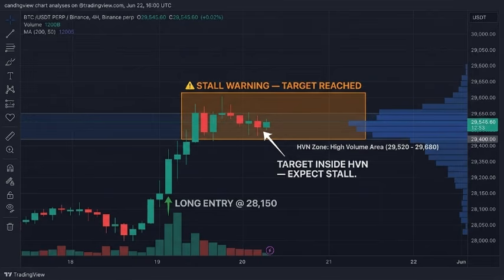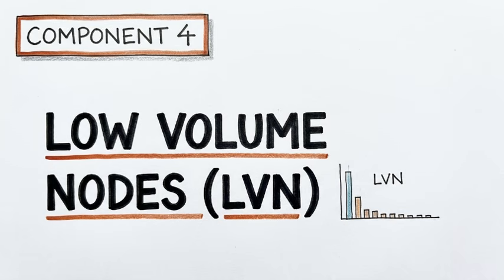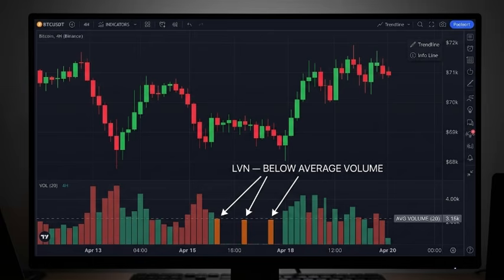If your target sits inside a major HVN, expect the trade to slow down and potentially stall before reaching your exit. Component 4. Low volume nodes. Low volume nodes, or LVNs, are price levels with significantly below average volume. They appear as narrow, thin sections on the horizontal bar chart.